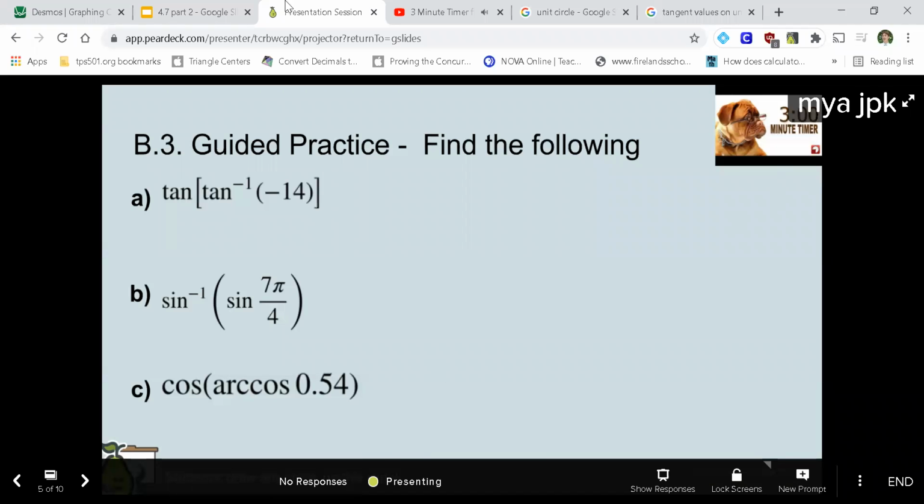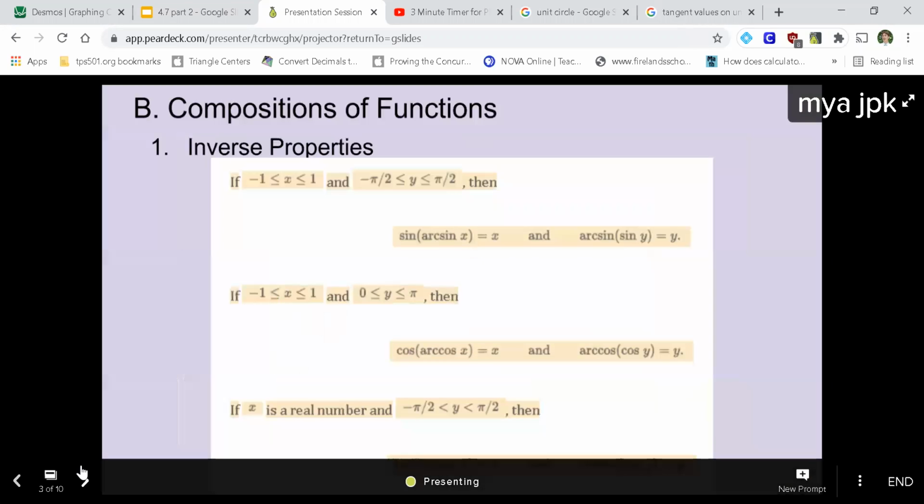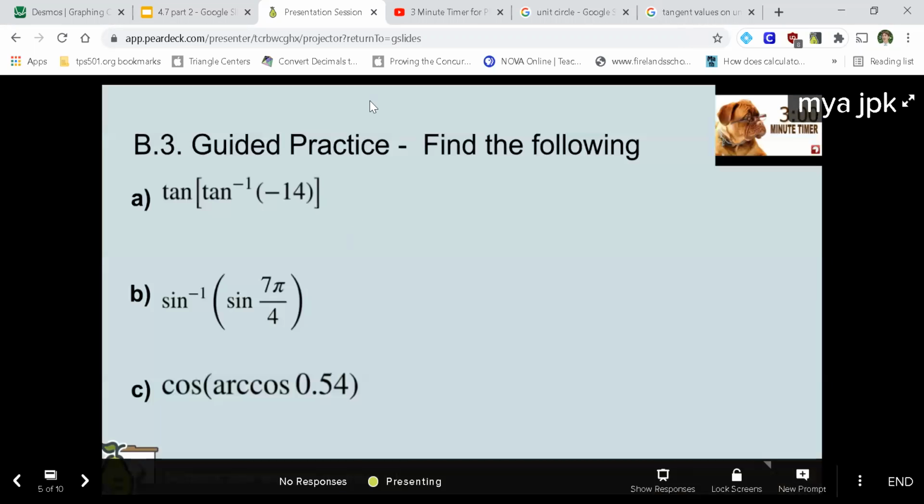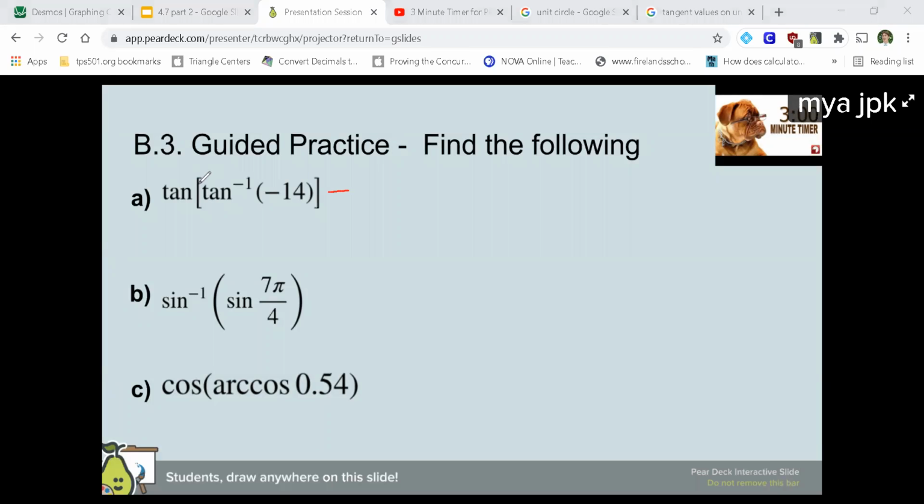All right, so if we work through these problems, tan inverse of negative 14. I'm going to check, is negative 14 in the domain of arctan? Yes, because the domain of arctan is all real numbers. So these are inverse operations, and they will cancel out, leaving you with just negative 14.